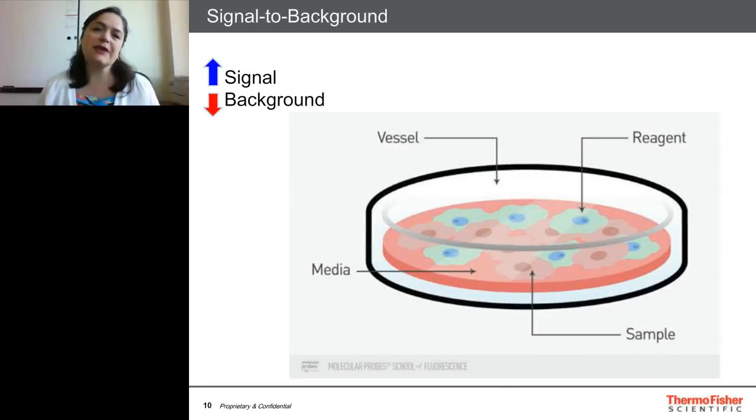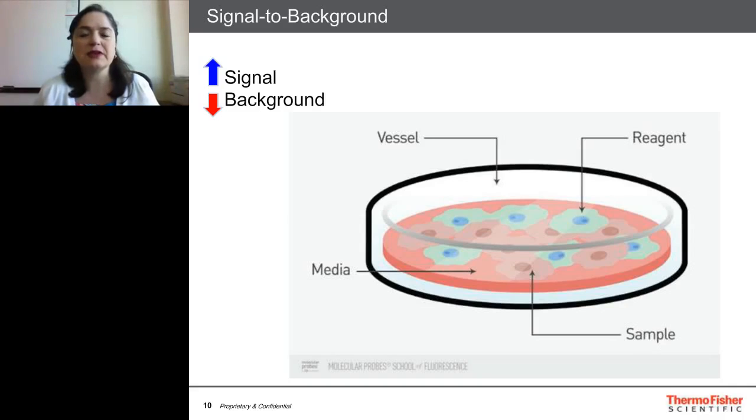So signal to background is really the name of the game when it comes to a successful fluorescent imaging experiment. And the way we define signal and background is we say signal is the fluorescent probe giving you a signal from where you want it to be. So if you have a specific probe, it's the fluorescence you want to see. Background is basically fluorescence from everywhere else, and it can be mostly non-specific background fluorescence, and it can come from a variety of places in your experiment.